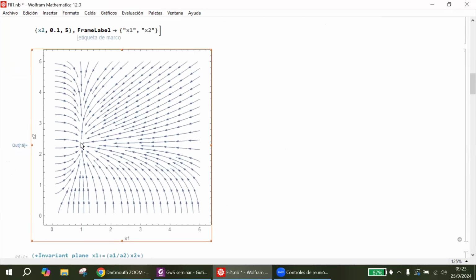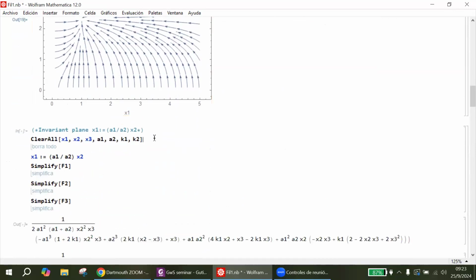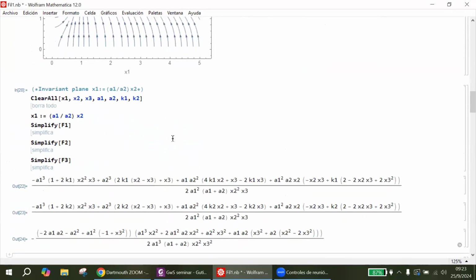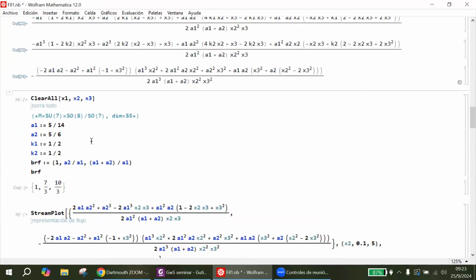This point is the Bismuth-Ricci flat metric, and it seems that the flow is going there. It seems that this fixed point is an attractor of the flow, at least considering diagonal metrics and this plane. If we go for the other, in this case, we have kappa 1 equal to kappa 2, so we can consider the other plane too.